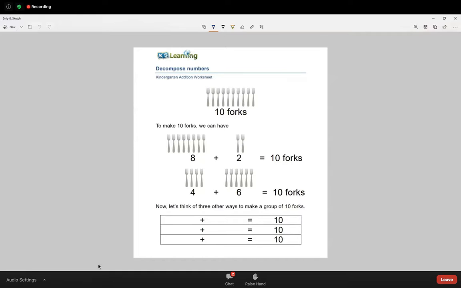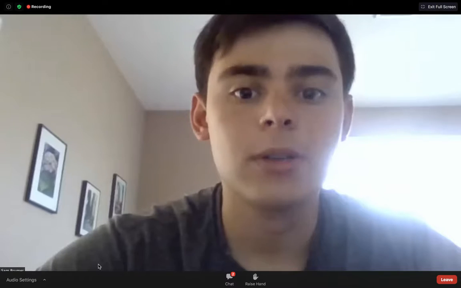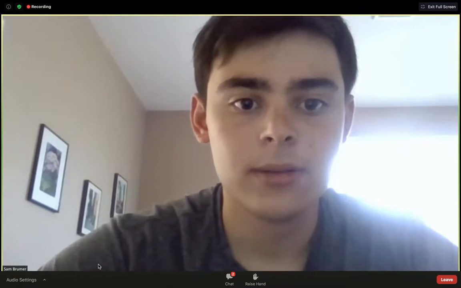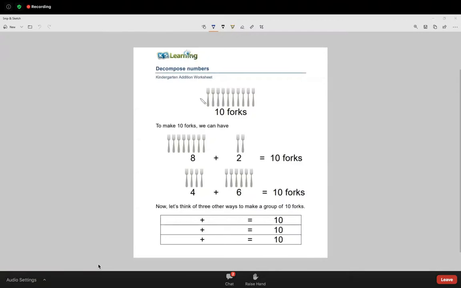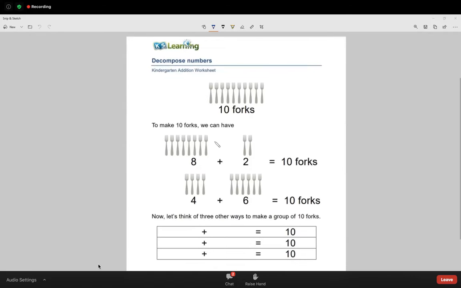Alright, let me make sure the screen is sharing. And now we're able to easily write on this. So we're doing the same thing, but we're doing it with 10 forks. And so we already have 8 plus 2 here. We already have 6 plus 4. And again, we need 3 other ways to do this. And we'll see how many we can name. Maybe we'll try to go past 3.